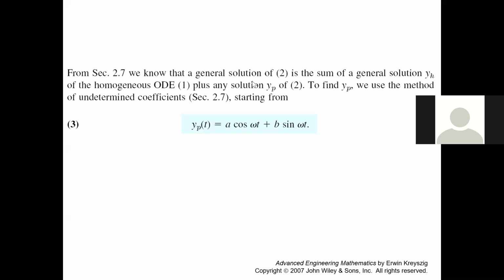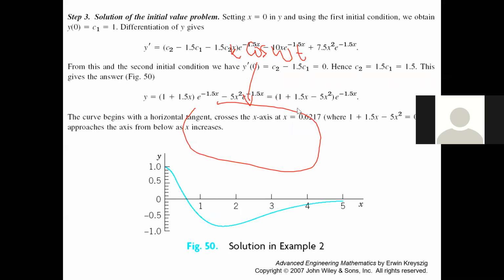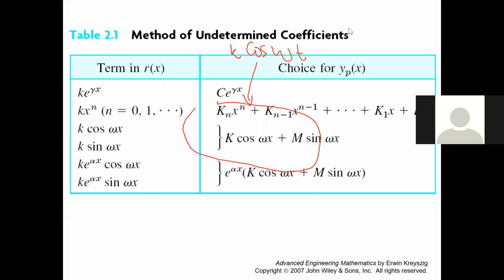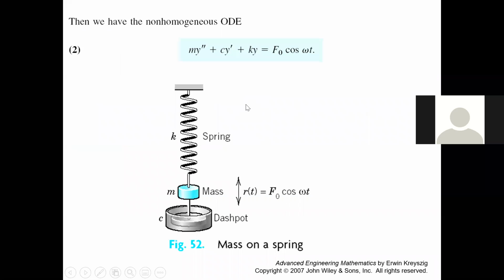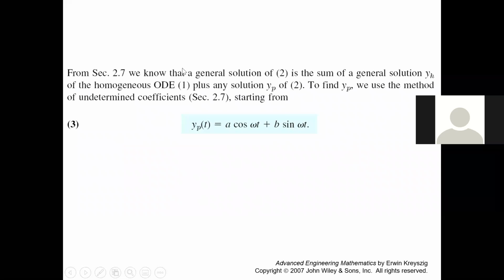So the solution, if you take a look at the table, if you have a form of k cosine omega t, for example, then your solution takes this form. Let's take a look back at the table. As you can see over here, you have k cosine omega x, then this will be your choice of solution. So we are going to implement the same method to solve this. Before that, of course, you need to find YH first, right? You need to find YH, and then after that you find YP.